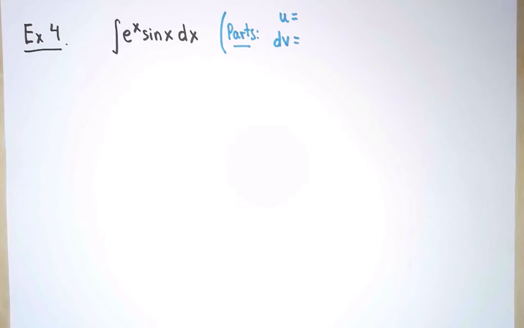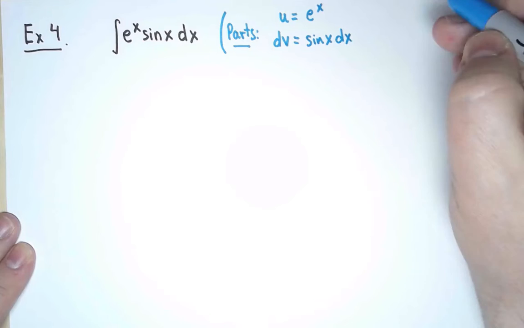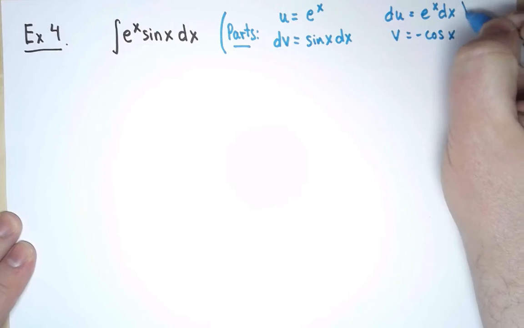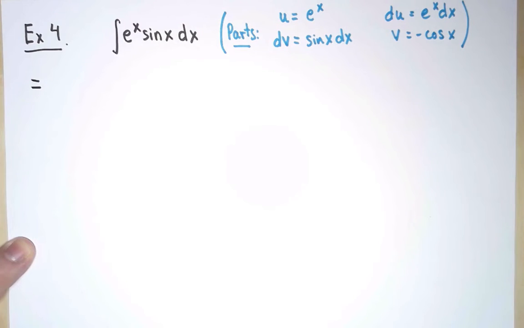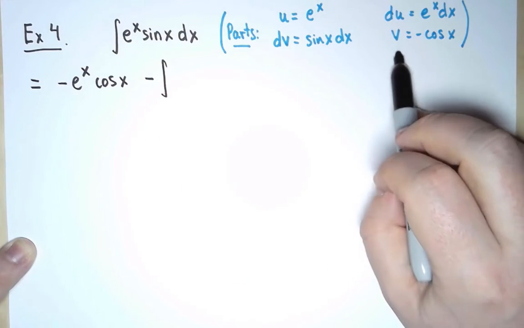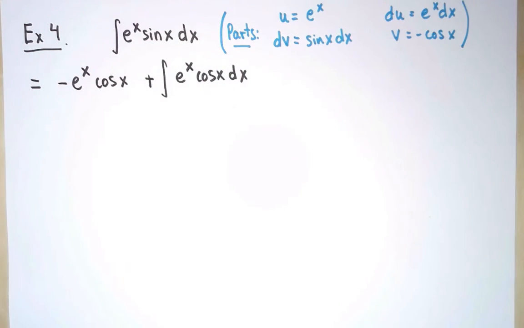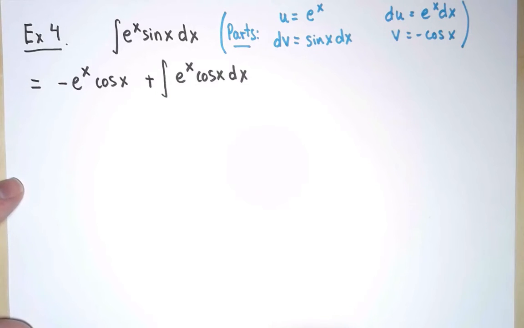Since I have no reason to prefer one choice over the other, I'll keep u as e to the x and dv as the rest. Then du is e to the x dx and v is minus cos x. Okay then, let's see what we get. Using integration by parts, I get u times v, that is minus e to the x cos x, minus the integral of v du, that is minus e to the x cos x dx. And just as I suspected, the new integral is not any easier than the original. So perhaps this is not leading anywhere.